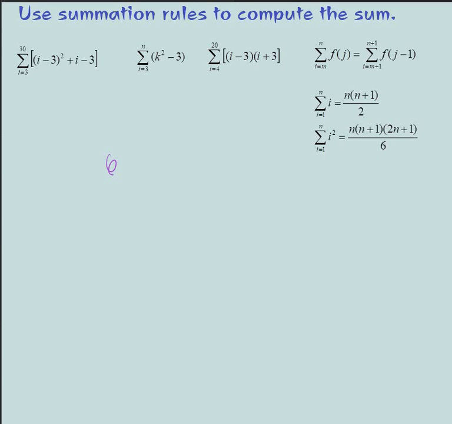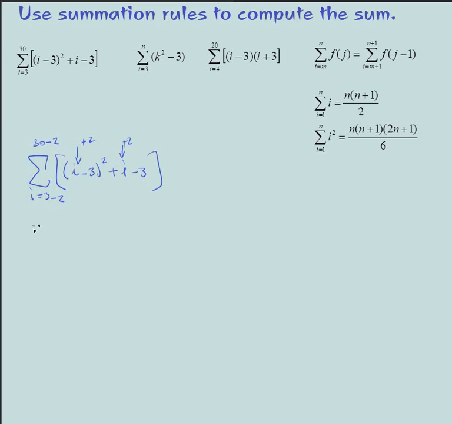Oh, let me erase this. Let's start with this one, the one that says summation of I that goes from 3 to 30 of I minus 3 squared plus I minus 3. The first thing we're going to do is change this index. So we're going to subtract 2 here to turn this into I equal to 1. And if we subtract 2 here, we have to add 2 here, and in this I, 2.